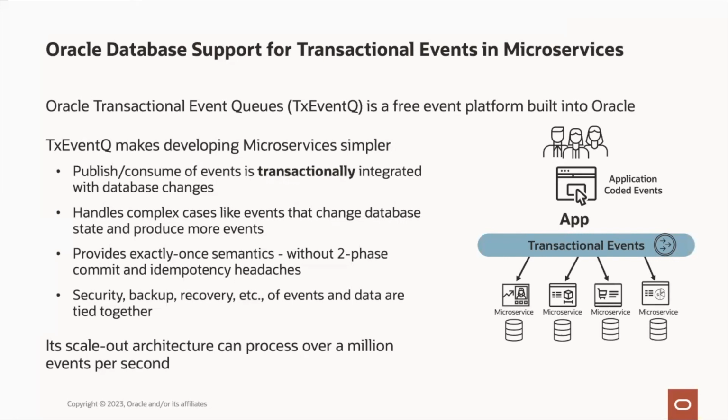Transactional event queues make developing microservices simpler by transactionally integrating database changes and their associated events. This integration provides exactly once semantics and idempotency without complex, error-prone, and inconsistently applied application coding, along with the security, availability, scalability, and all the other benefits of the Oracle database. In fact, Oracle's scale-out architecture can process over 1 million events per second.